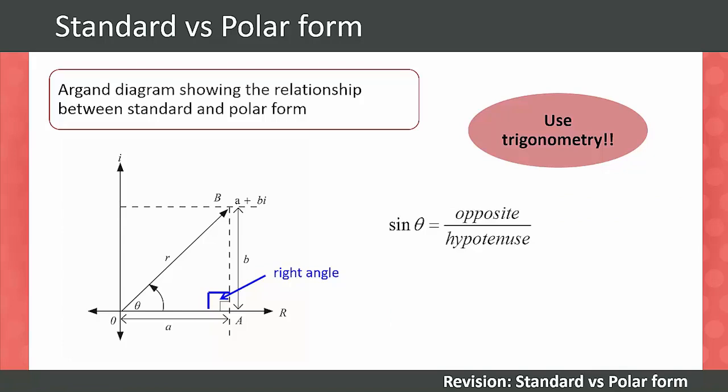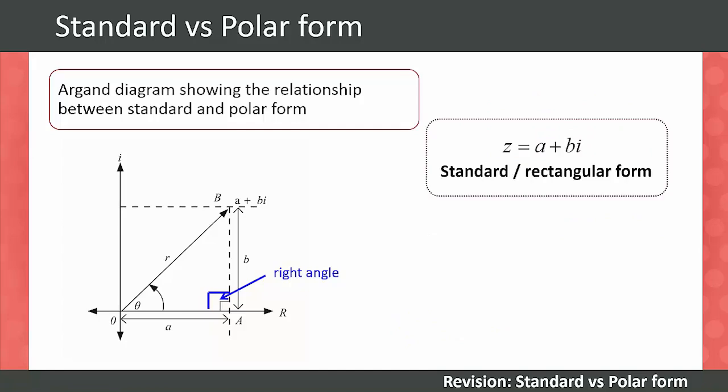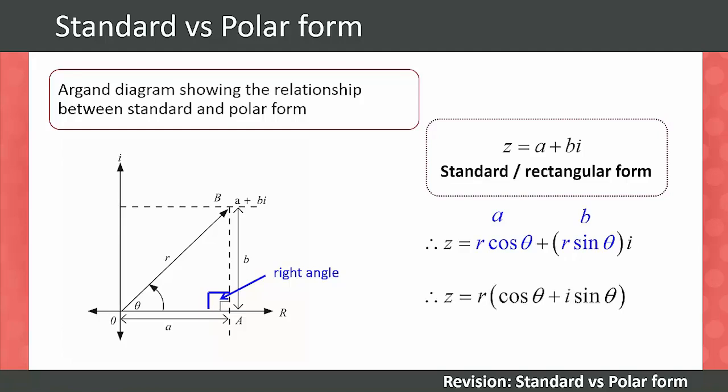And then we can look at another trig ratio, which is sine theta. This is the opposite over the hypotenuse, which comes from our trig ratio SOH. This gives us B divided by R. Therefore, B is equal to R sine theta. Now that we have values for A and for B, we can substitute these values into our equation for the rectangular form. We then factorize by taking out the R, and we get z is equal to R (cos theta plus i sine theta). We call this the polar form of a complex number.